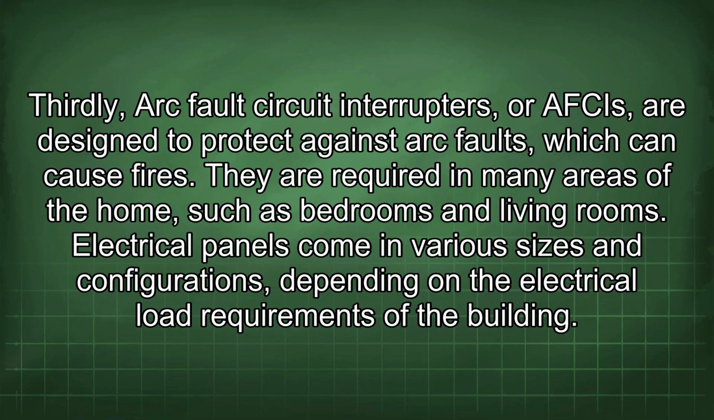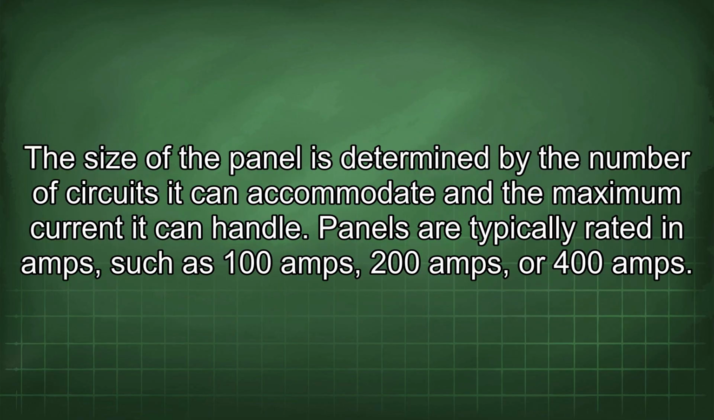Electrical panels come in various sizes and configurations, depending on the electrical load requirements of the building. The size of the panel is determined by the number of circuits it can accommodate and the maximum current it can handle. Panels are typically rated in amps, such as 100 amps, 200 amps, or 400 amps.